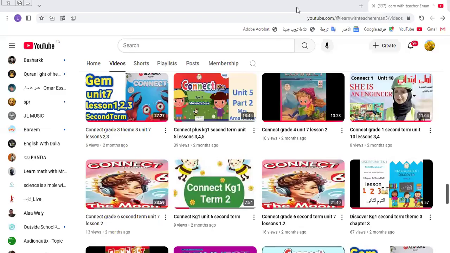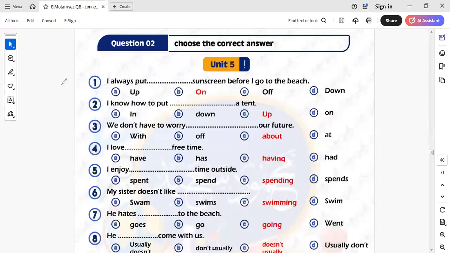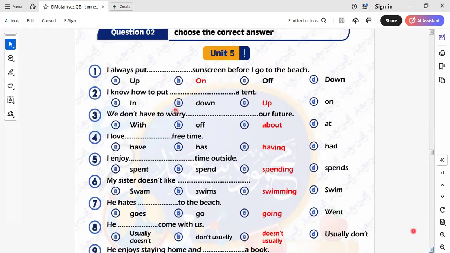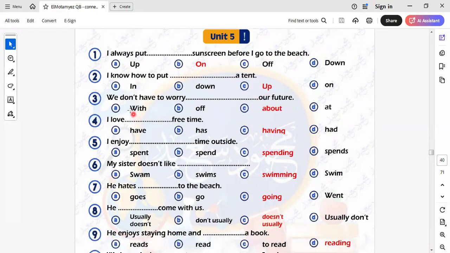We have here some prepositions that we took together. Let's revise and remind you of it in this revise. In Unit 5, this booklet has a revise on every unit, with the questions and the answers. Here we have: I always put on sunscreen before I go to the beach. Put what? Put on, clever pupils. We took it during the lesson. Next one: I know how to put up a tent.